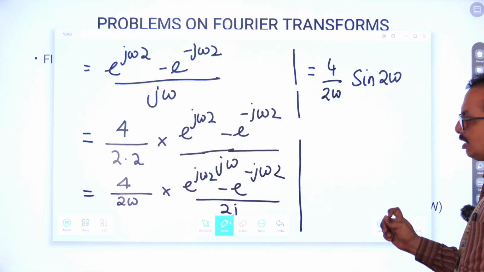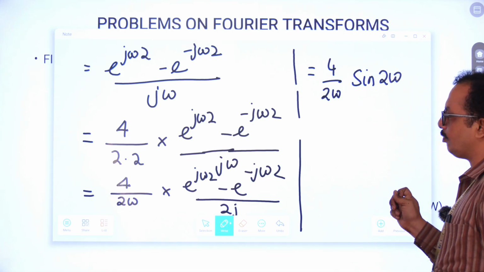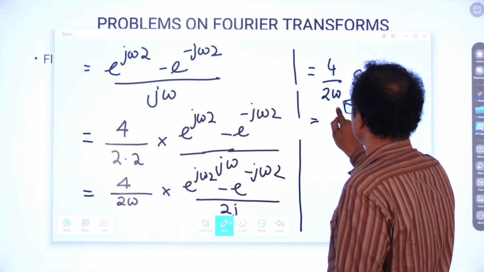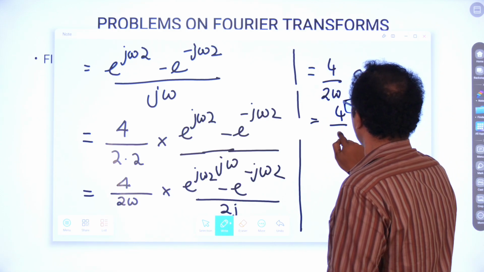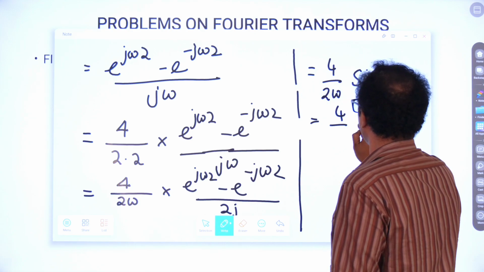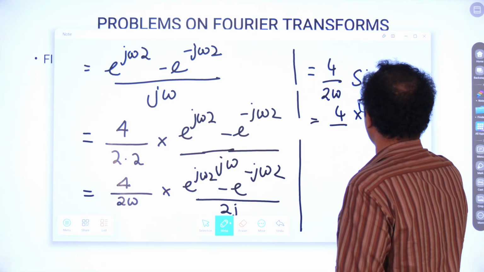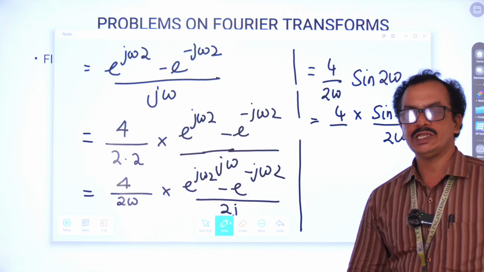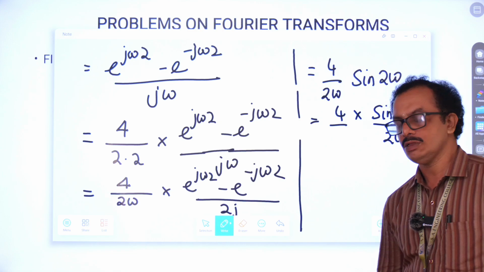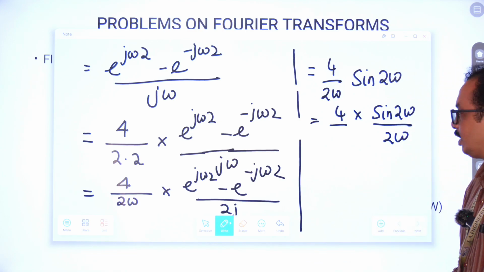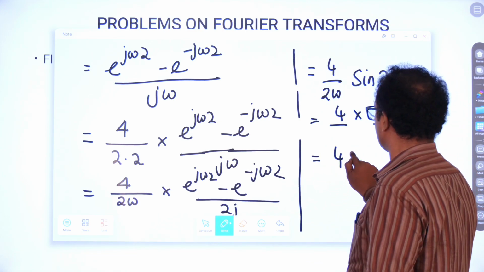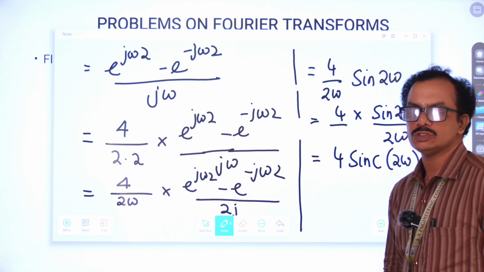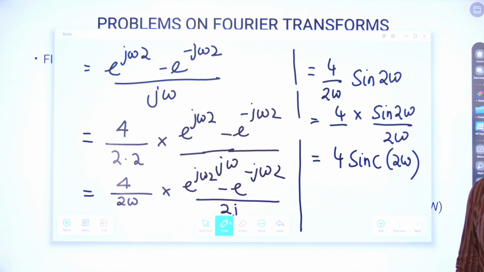Still I can't say that the answer is sine 2 omega. That is wrong because I am getting the variable in the denominator. So this can be written as 4 by 4, keep it as it is, and write this as sine 2 omega by 2 omega. As I already said, sine theta by theta is nothing but sinc theta. So here I am getting theta in place of 2 omega. So I got the answer as 4 sinc of 2 omega. Out of the 4 answers, this will be the correct answer.